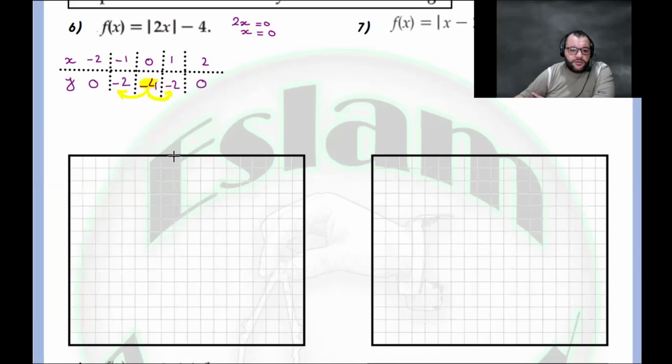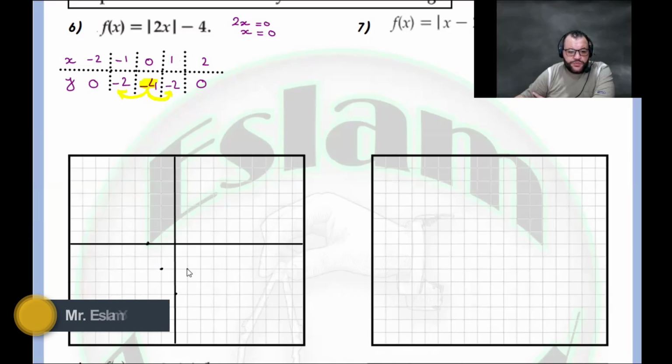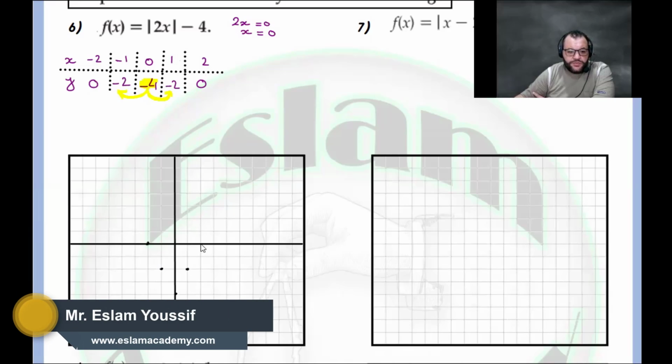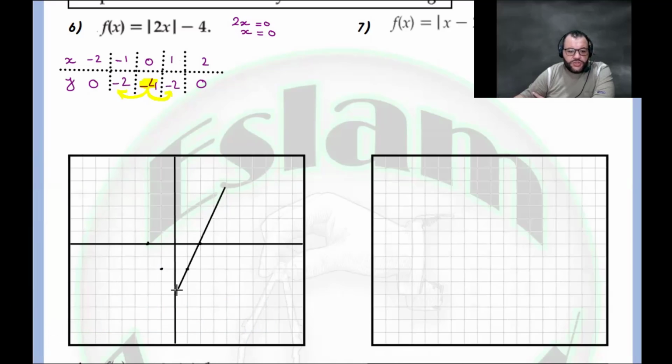To graph this one, that's the y-axis, and that's the x-axis. So -2 and 0. -1 and -2. 0 and -4. 1 and -2. 2 and 0. Then graph the line. Starting from the vertex, then draw the V shape. That's how we can graph.